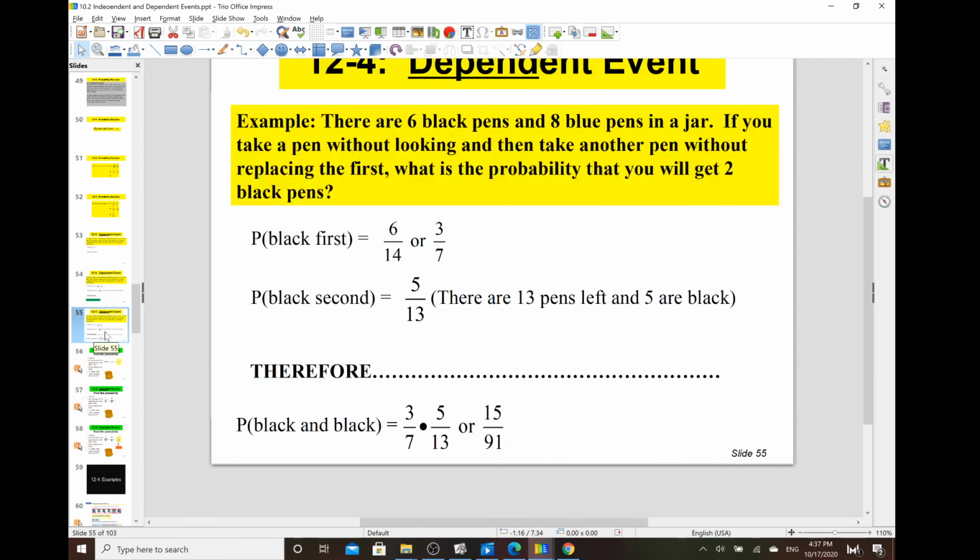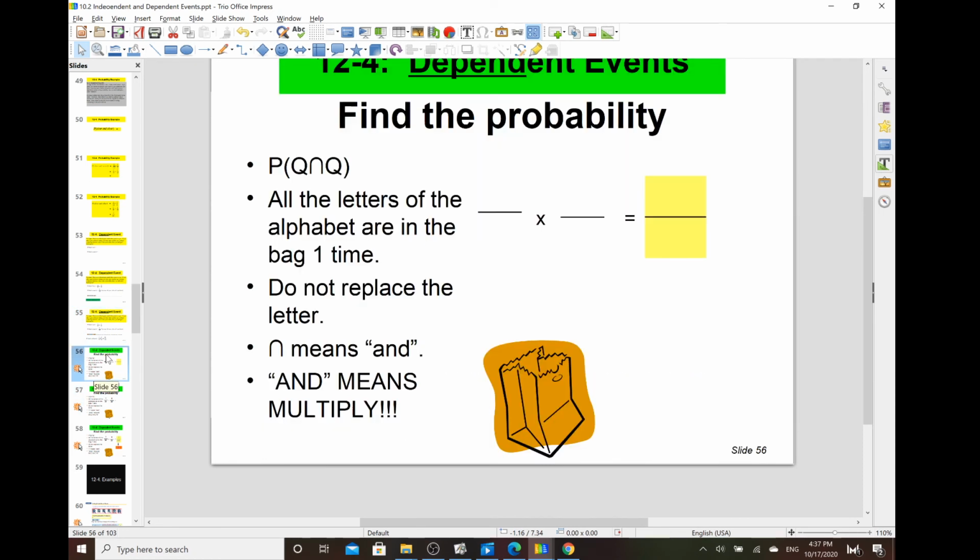So let's see what the condition is here. Find the probability of Q and U. Well, Q and Q. There's only one letter Q. Okay, so Q and Q. The first one is 1 over 26, and the second one is what? 0 over 25. So there's no such probability for this. So the chance is 0.